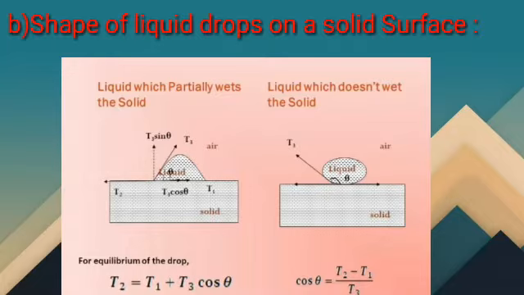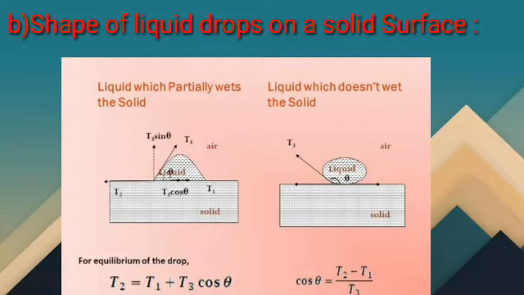Shape of liquid drops on a surface. When a small amount of liquid is dropped on a plain solid surface, the liquid will either spread on the surface or form a droplet on the surface. Which phenomenon will occur depends on the surface tension of the liquid and the angle of contact between the liquid and solid surface. Consider the surface tension between the liquid and air as well as that between solid and air. Let theta be the angle of contact for the given solid-liquid pair.